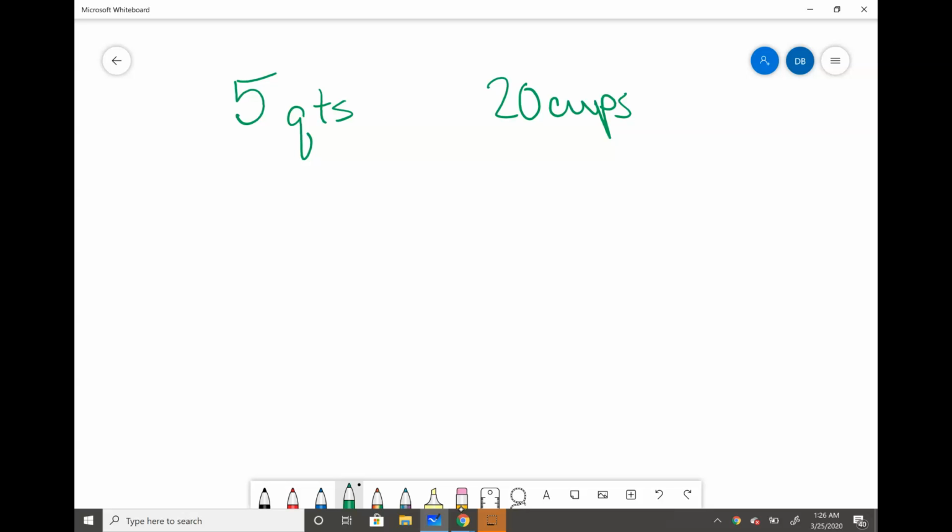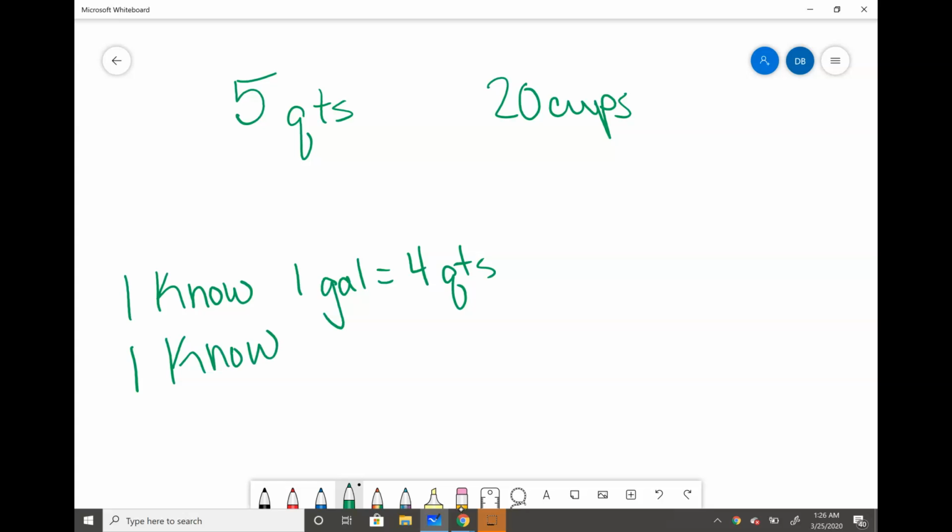Well, thinking, I know 1 gallon equals 4 quarts. That's the first thing I thought about. I know 16 cups is equal to 1 gallon. So that's a little thought. I'm thinking these are probably close. Okay, but I want to know for sure. This guy is the biggest and this guy is the smallest.